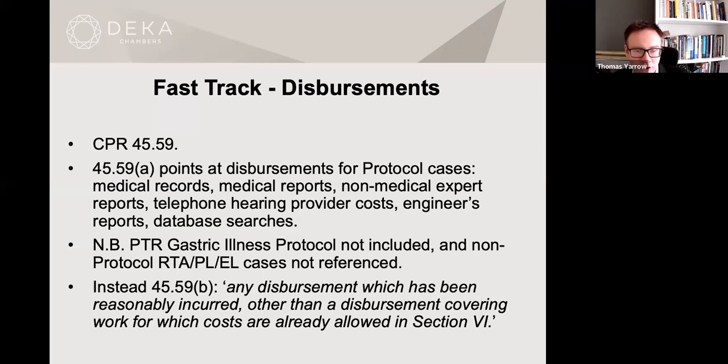And if we look at 4559B, what we're allowed in any other type of case, non-protocol cases, any disbursement which has been reasonably incurred, other than a disbursement covering work for which costs are already allowed in Section 6, i.e. mostly counsel disbursements. The reasonably incurred test will cover everything that's under 4559A, which points to the protocol costs, even for cases which are non-protocol.